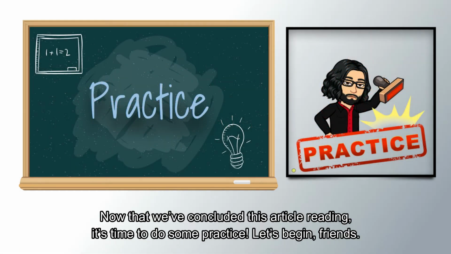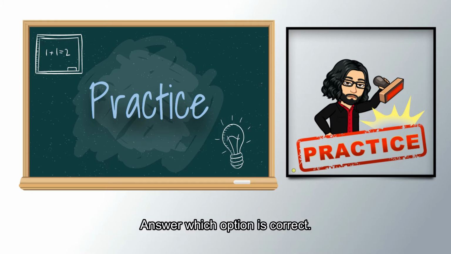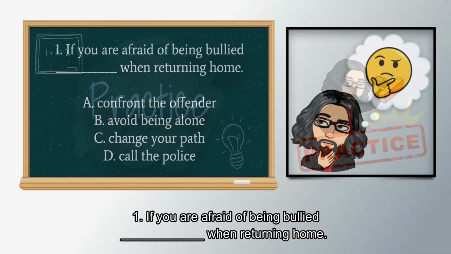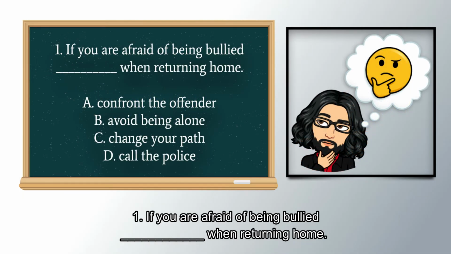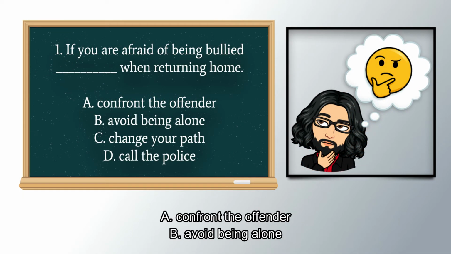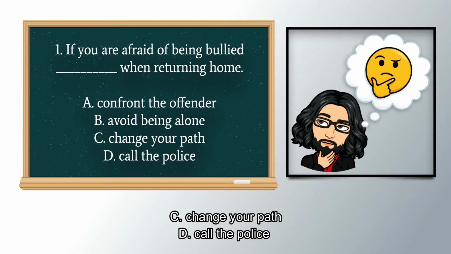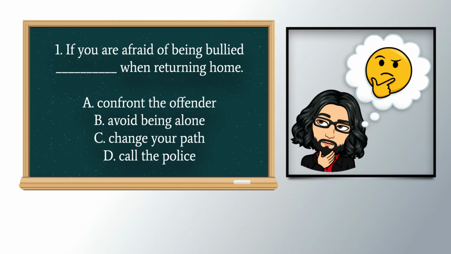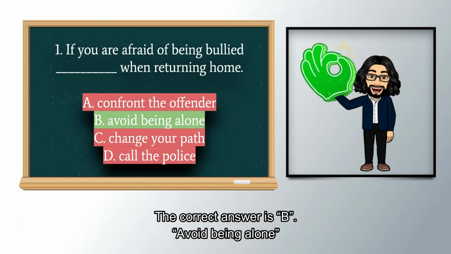Now that we've concluded this article reading, it's time to do some practice. Let's begin, friends. Answer which option is correct. If you're afraid of being bullied, blank when returning home. A. Confront the offender. B. Avoid being alone. C. Change your path. Or D. Call the police. The correct answer is B.